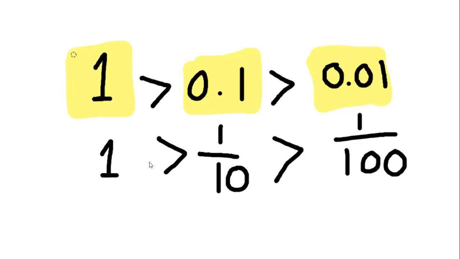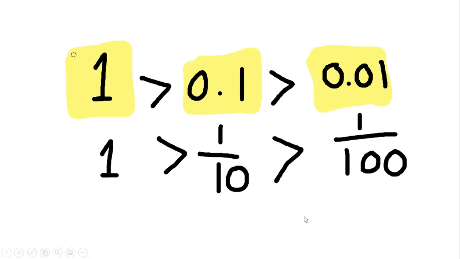So 1 has the highest value, that's a whole. 1/10 is in the middle, and 1/100th is the smallest value. It's important that you remember that. Lots of people say that 1/100th is worth more than 1/10 because they say, oh, 100 is more than 10. But it's different with fractions.